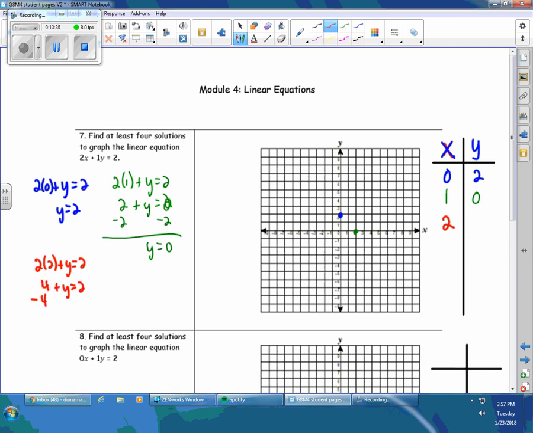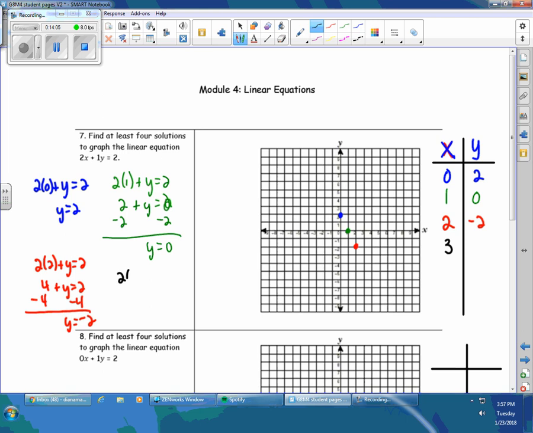Subtract 4, and y is going to equal -2. Okay, oops, I graphed that wrong. I'm sorry. So the green one should be at 1, 0 right here. And now red, I'm coming out to 2 and then down 2.